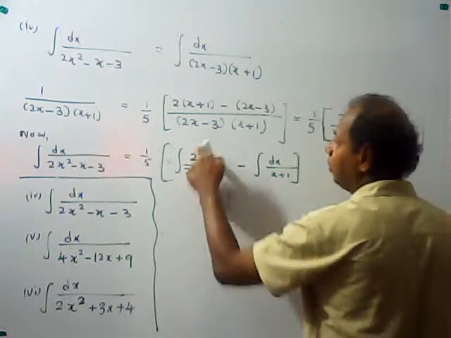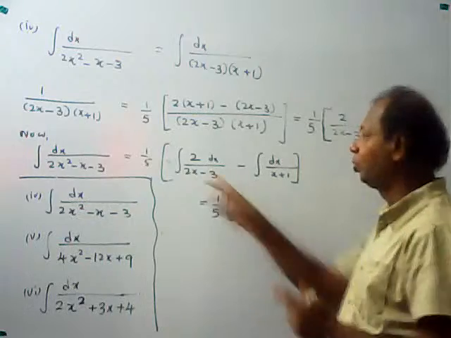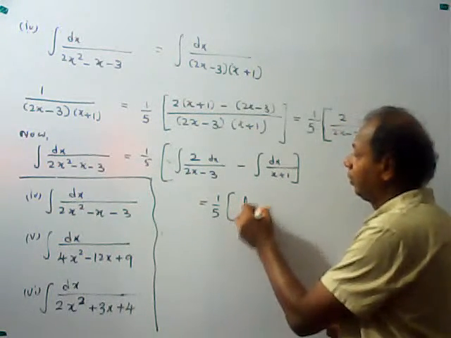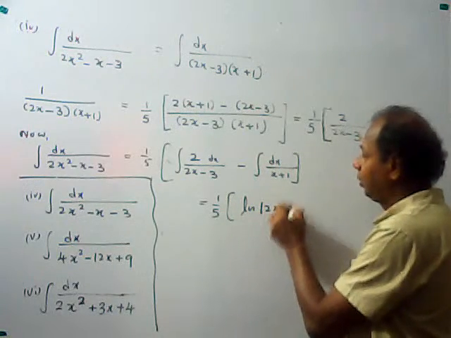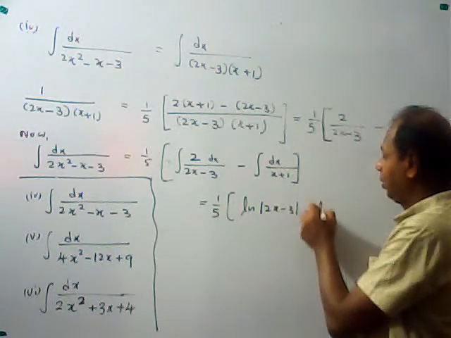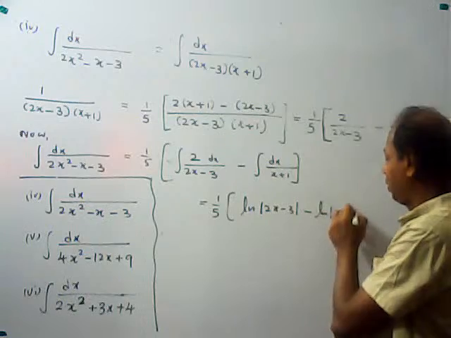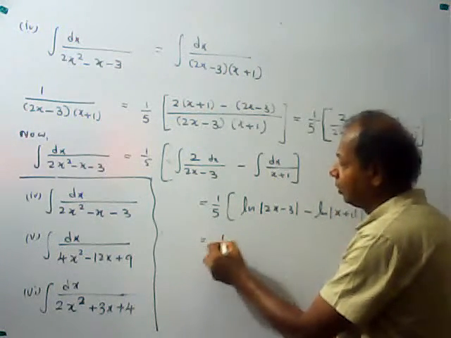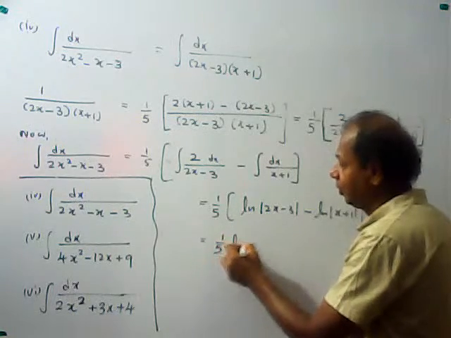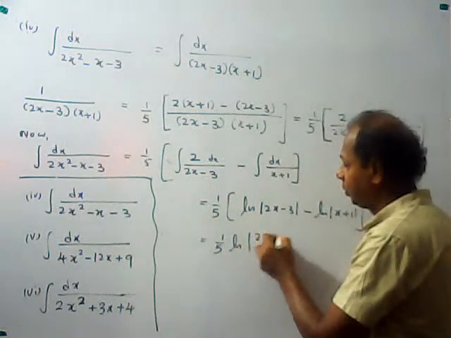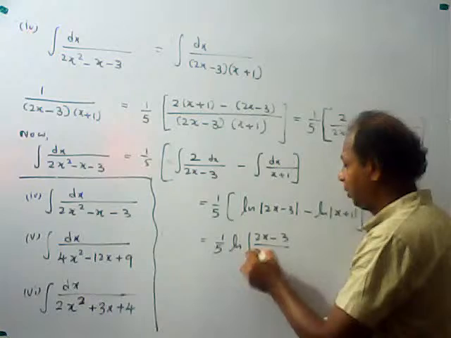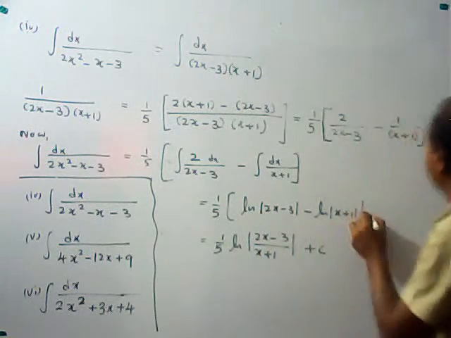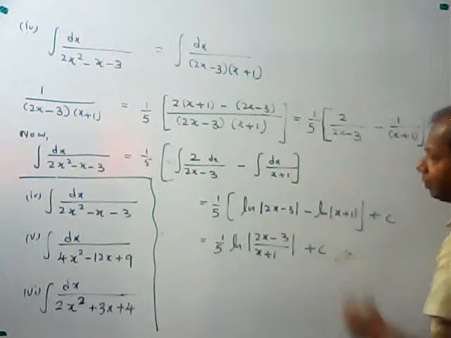Here the derivative is on top. 2x minus 3, derivative is 2, it's on top. Again ln mod of 2x minus 3 minus ln mod of x plus 1. So log minus log, you can express it as a division: ln mod of 2x minus 3 divided by x plus 1 plus c. Here also write plus c. This is the answer.